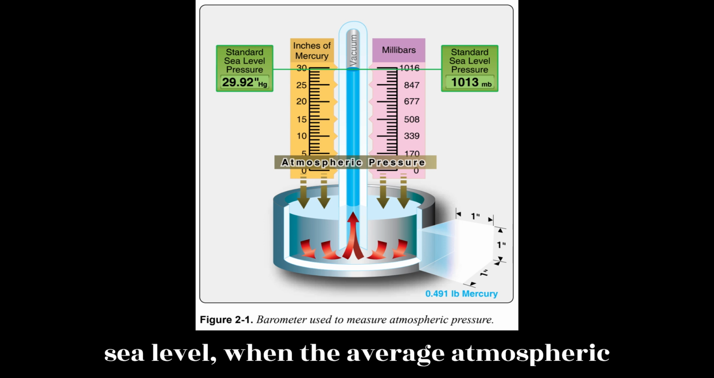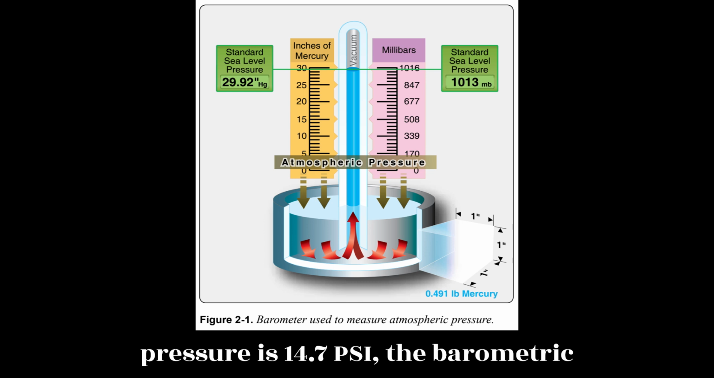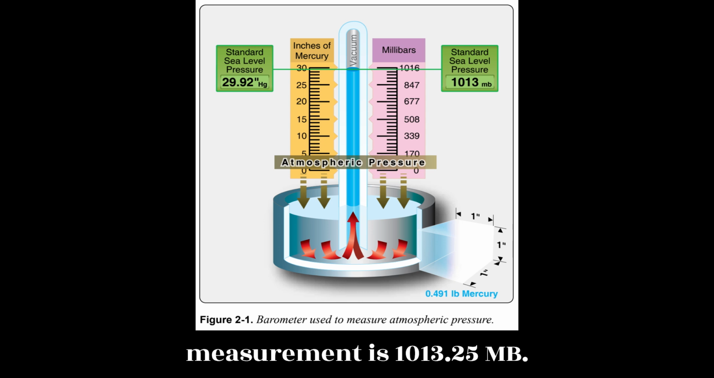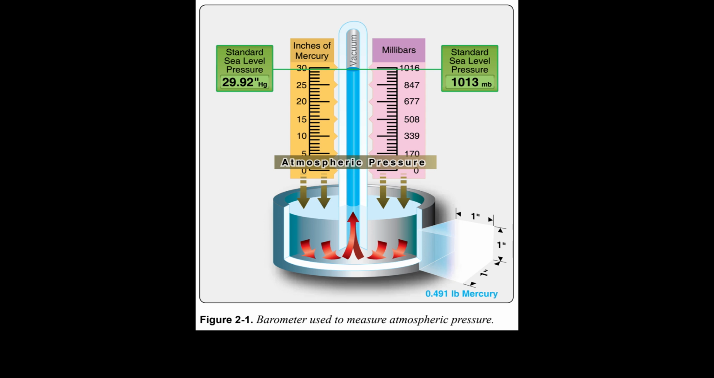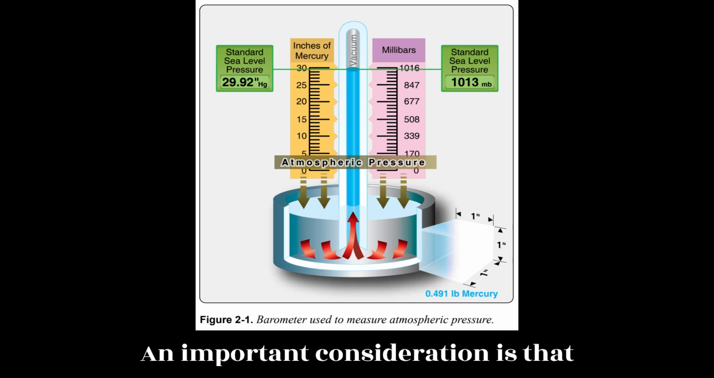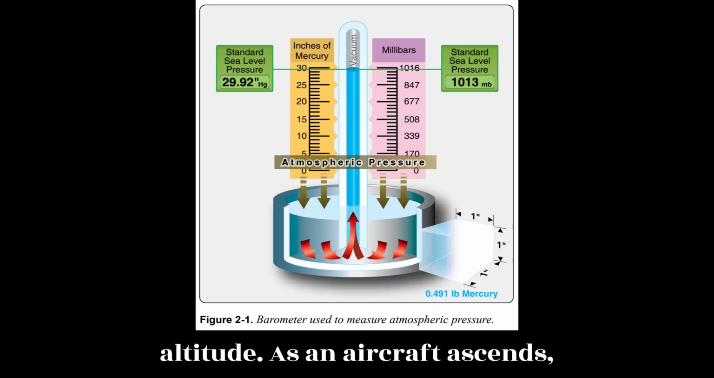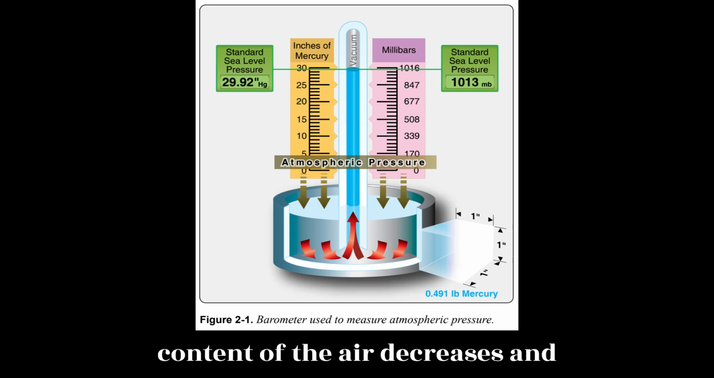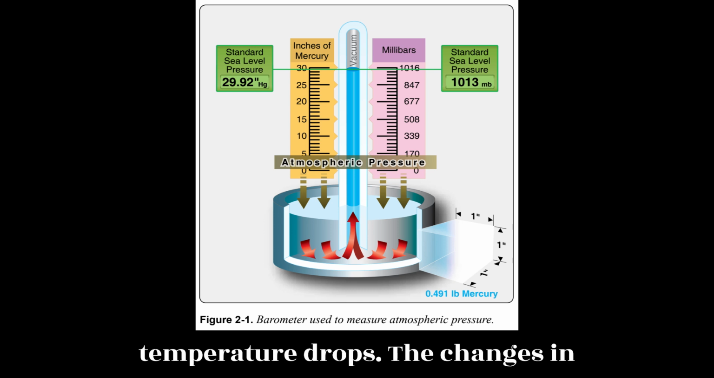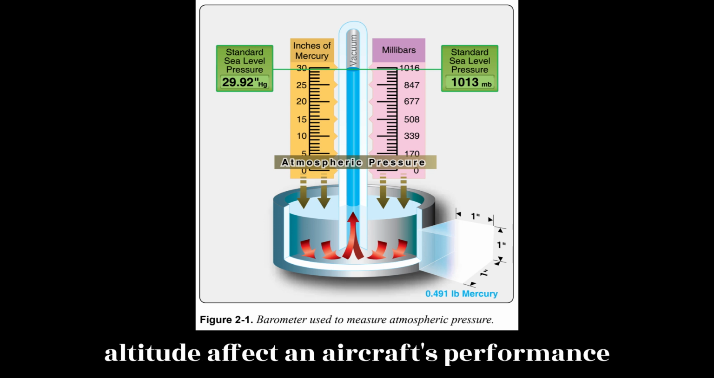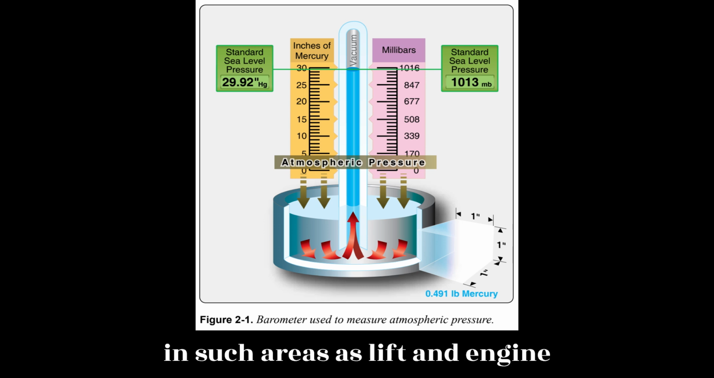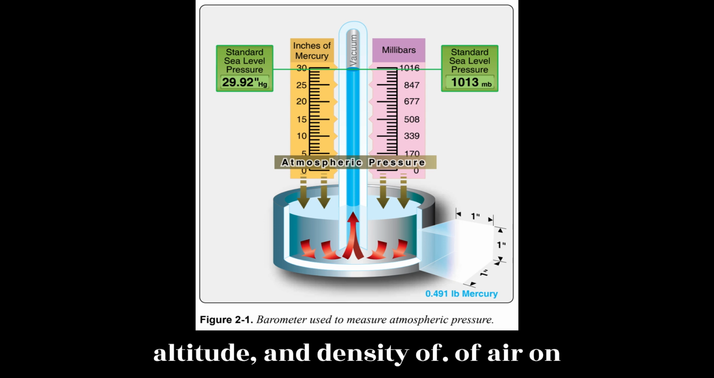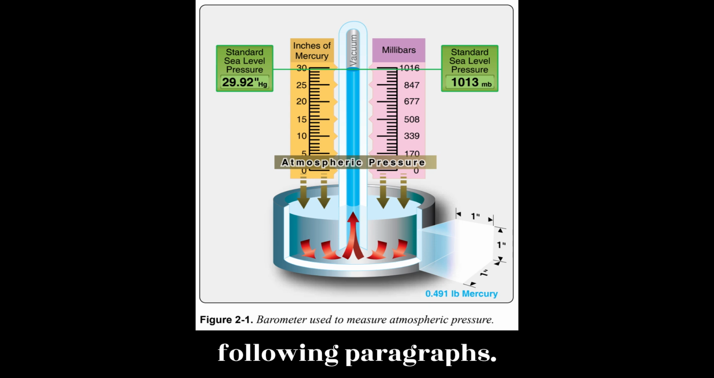At sea level, when the average atmospheric pressure is 14.7 psi, the barometric pressure is 29.92 inches Hg, and the metric measurement is 1013.25 mb. An important consideration is that atmospheric pressure varies with altitude. As an aircraft ascends, atmospheric pressure drops, oxygen content of the air decreases, and temperature drops. The changes in altitude affect an aircraft's performance in such areas as lift and engine horsepower. The effects of temperature, altitude, and density of air on aircraft performance are covered in the following paragraphs.